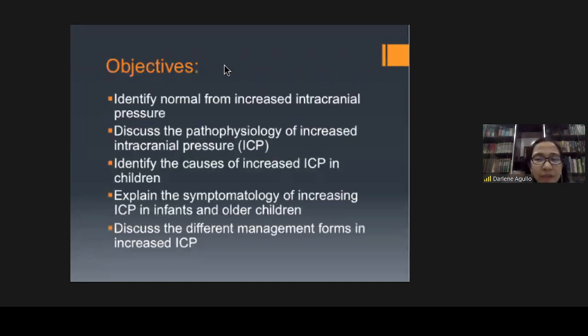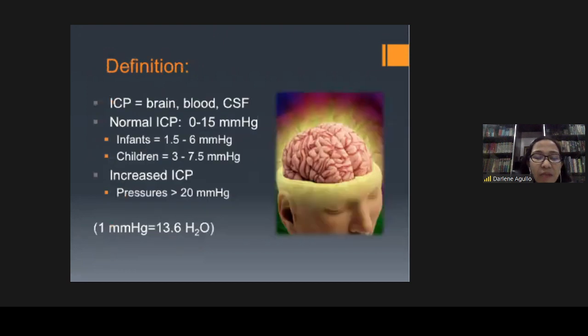So for this afternoon's lecture, our objectives will include, number one, identify normal from increased ICP, discuss the pathophysiology, briefly lang, no? Briefly discuss the pathophysiology of increased ICP, identify the causes of increased ICP in children, explain the symptomatology, and discuss the different management forms of increased ICP.